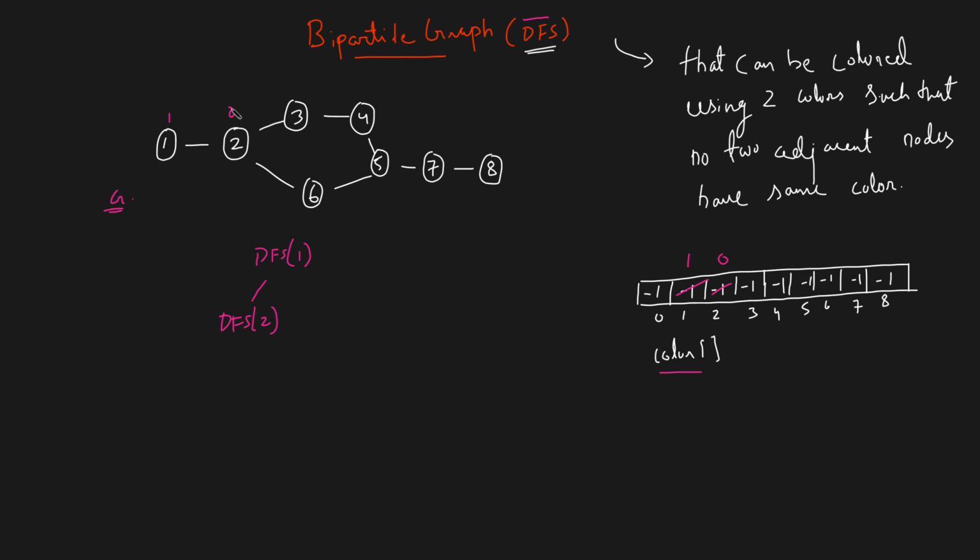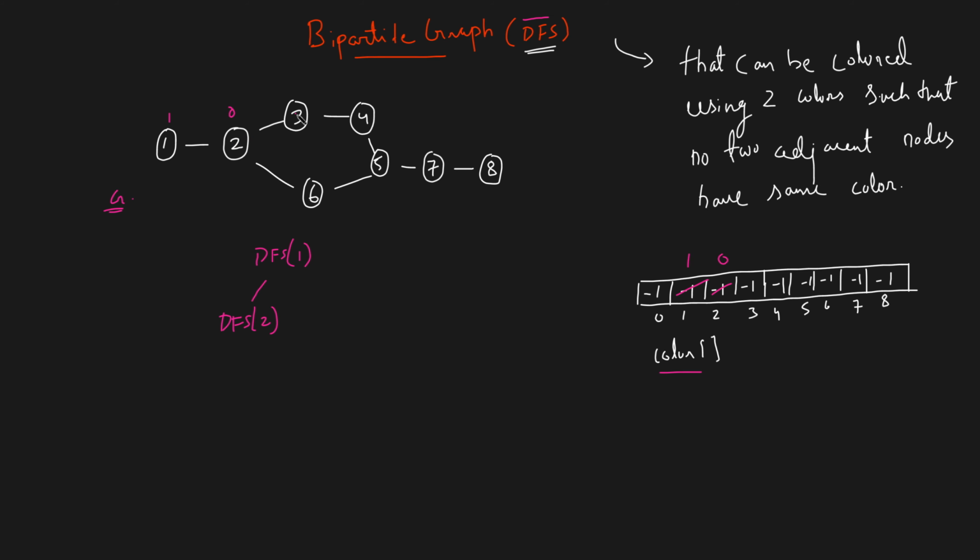Now 2, who are the adjacent nodes of 2? You can say one of the adjacent nodes is 1. The first adjacent node of 2 is 1. So you go to 1 and you say that, are you having the same color with 2? And it says that both of them do not have the same color. So you will say that, okay, fine, it's okay. Now you check out for the next adjacent node of 2.